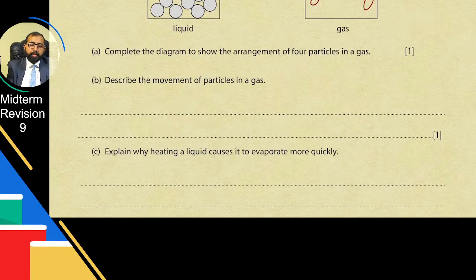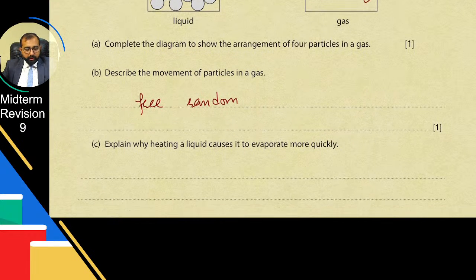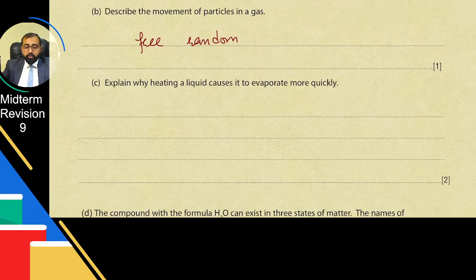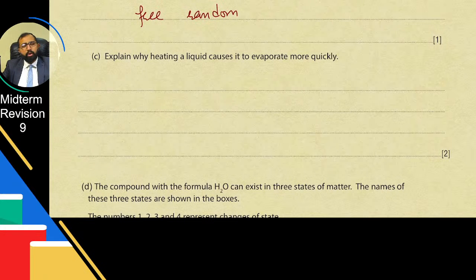Describe का मतलब है कि आपने उसको बताना है कि वो क्या है, उसकी reason नहीं देनी. So movement of particles in a gas, they are free and random. That's the movement. You can also say just free. Explain why heating a liquid causes it to evaporate more quickly. So again, what is evaporation? Evaporation is when high energy molecules escape the liquid from the surface. High energy molecules escape the liquid from the surface.